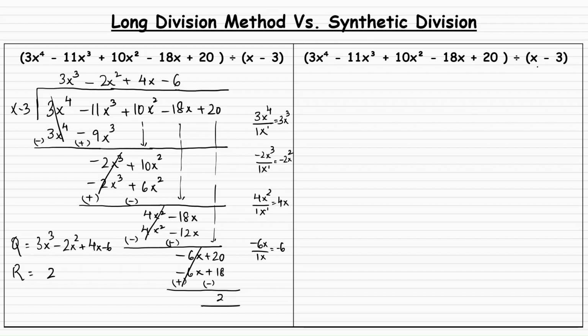Notice carefully, the divisor is of the form x minus 3. Set x minus 3 equals 0. So x comes out to be 3. Put a small vertical line, put 3. This 3 comes here. Write down all the coefficients of x which are given in the question over here: 3, minus 11, 10, negative 18 and 20. Draw a horizontal line.